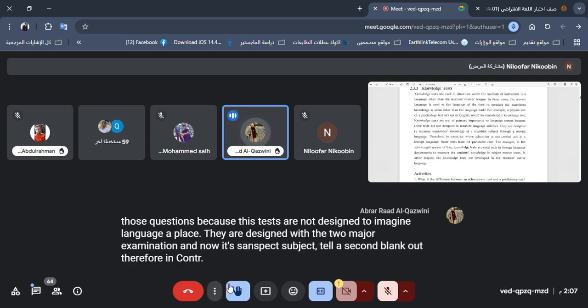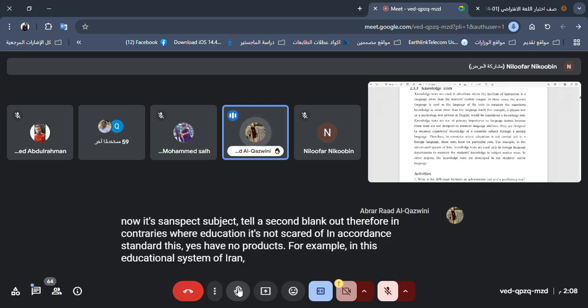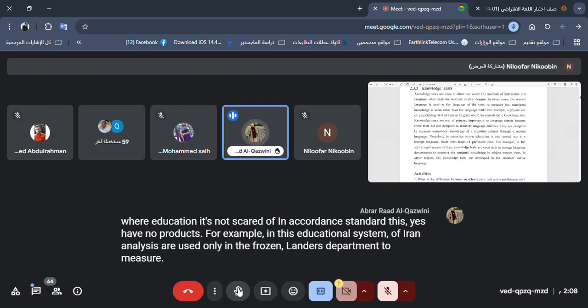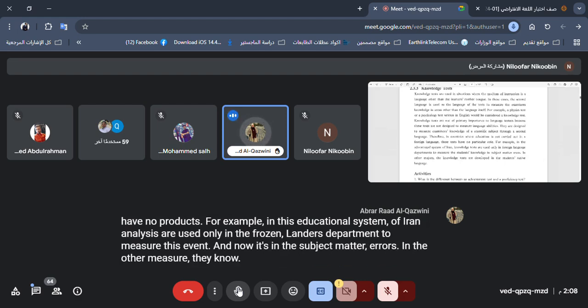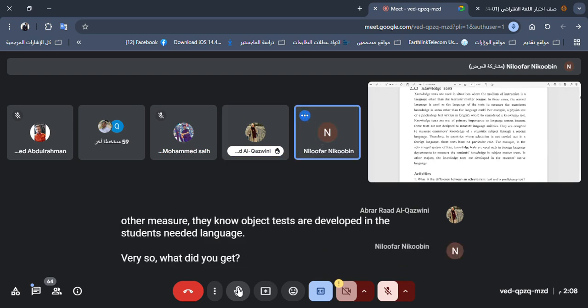Therefore, in countries where education is not carried out in a foreign language, these tests have no practical role. For example, in the educational system of Iran, knowledge tests are used only in foreign language departments to measure the students' knowledge in the subject matter areas. In other majors, the knowledge tests are developed in the student's native language. Very good. So what did you get?